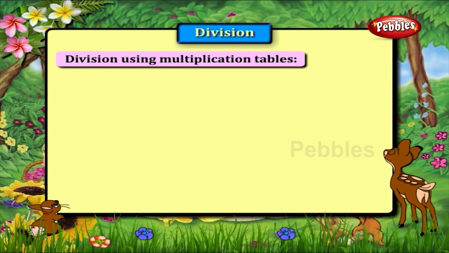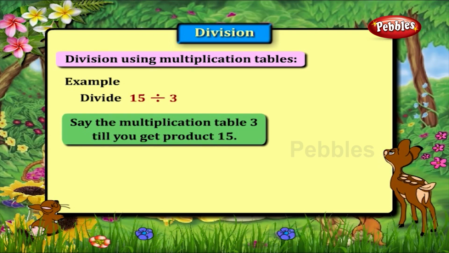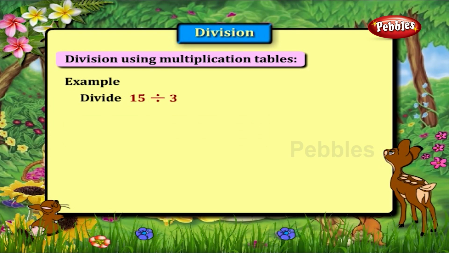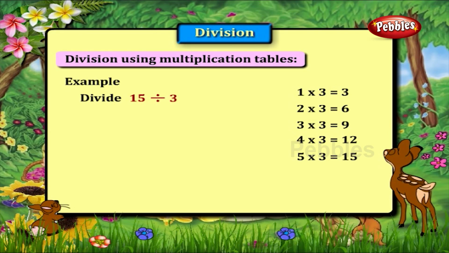Division using multiplication tables. Example 1. Divide 15 by 3. Say the multiplication table 3 till you get the product 15. 1 into 3, 3. 2 into 3, 6. 3 into 3, 9. 4 into 3, 12. 5 into 3, 15. So 15 divided by 3 is equal to 5.